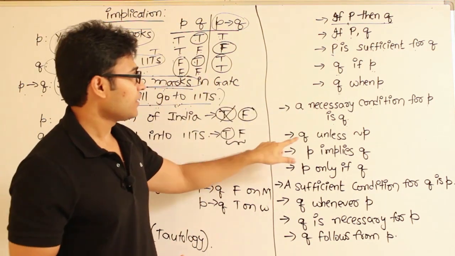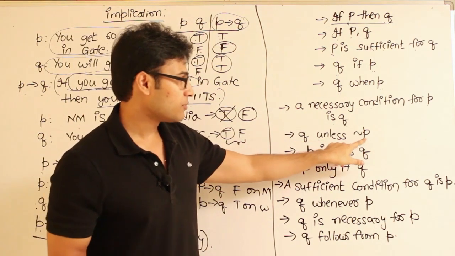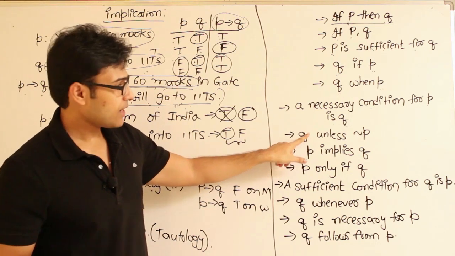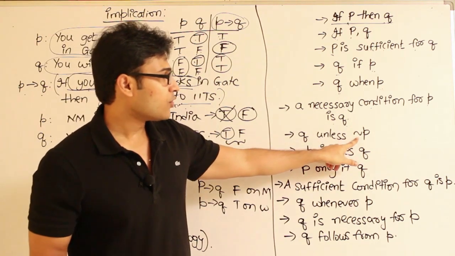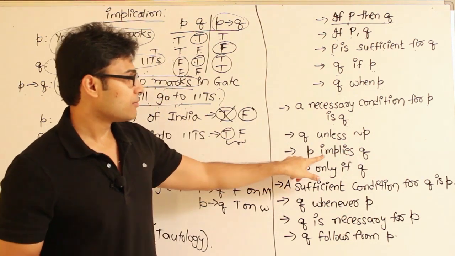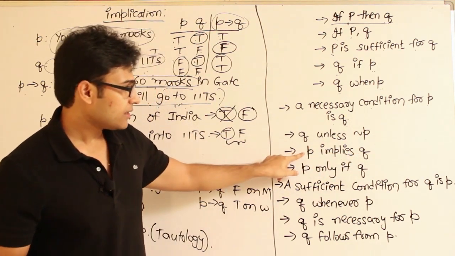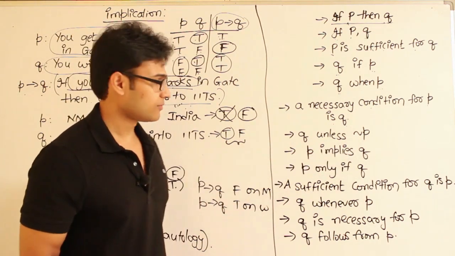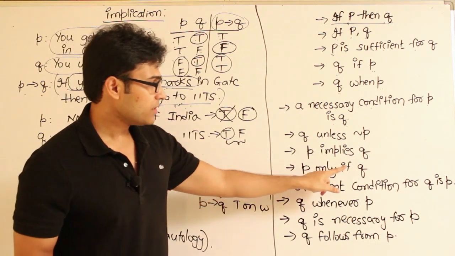Remember that. Q unless not P: you will get into IITs unless you don't get 60 marks in GATE. Makes sense. P implies Q: getting 60 marks in GATE implies getting into IITs. P only if Q.